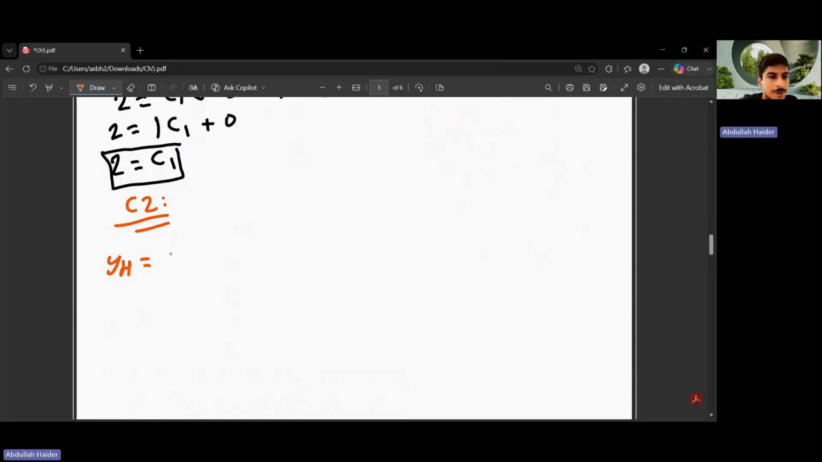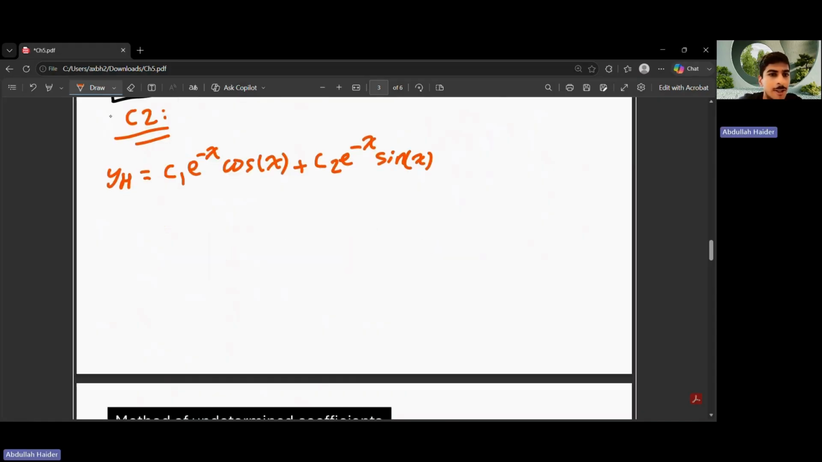y_h is equal to C1 e power negative x cosine x plus C2 e power negative x sine x. And let's say I want to factor out e power negative x to make it easy. e power negative x times C1 cosine x plus C2 sine x.